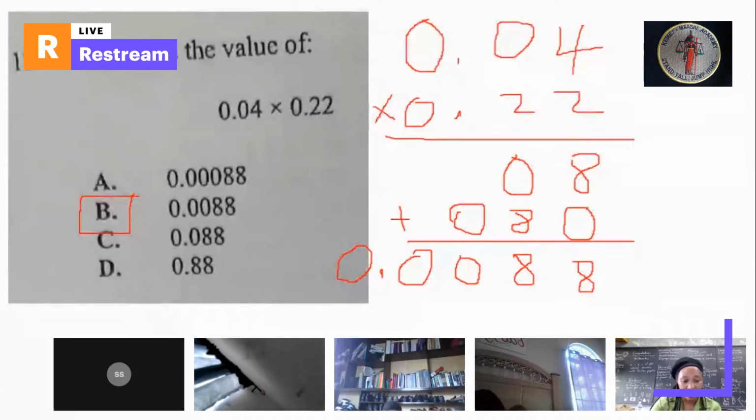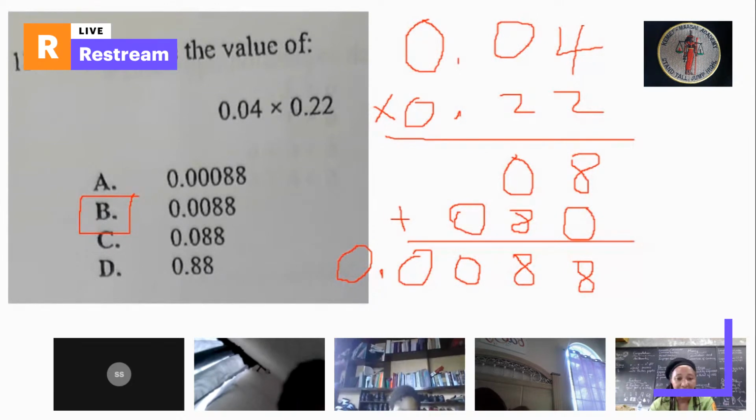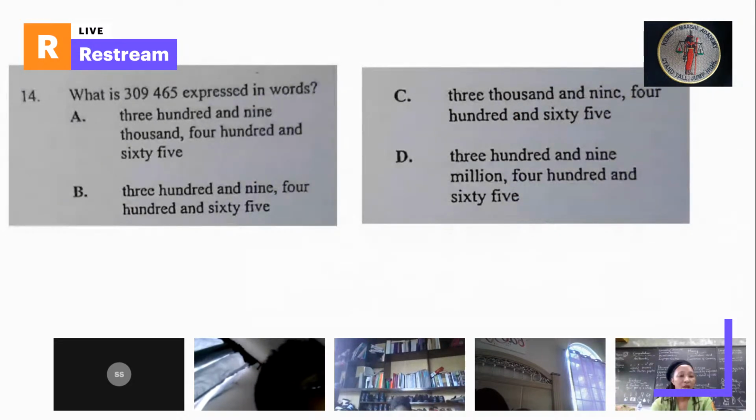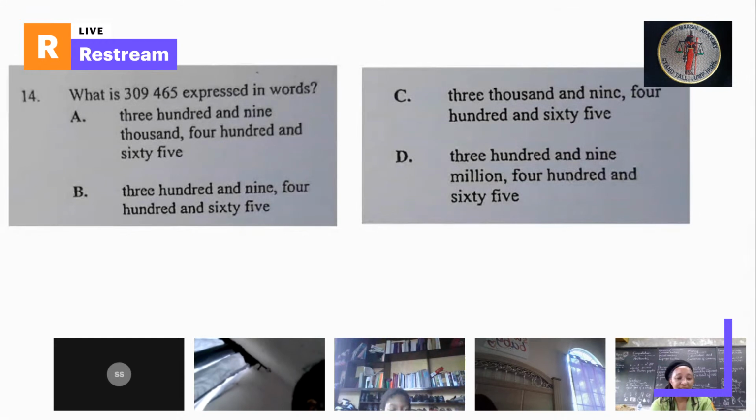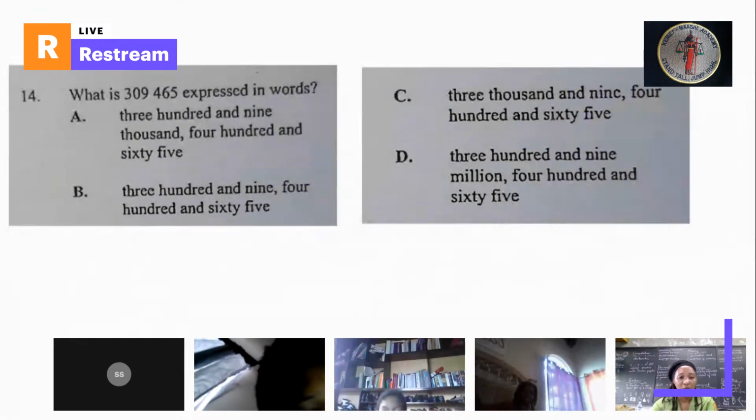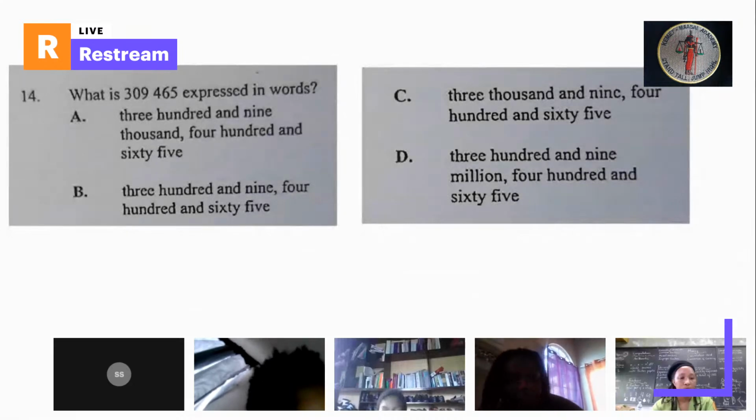All right, so let's continue. What I'm going to do then is just read the questions, okay? And then you guys work it and tell me your answers straight. Just tell me the answer or type the answer, whichever one. Okay, so let's go. So we're at number 13. So number 14, what is 309465 expressed in words? So write down those. 309465. They want it in words. So who wants to read it? Who wants to tell me that figure?